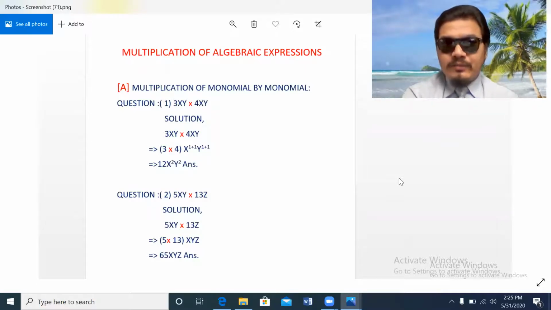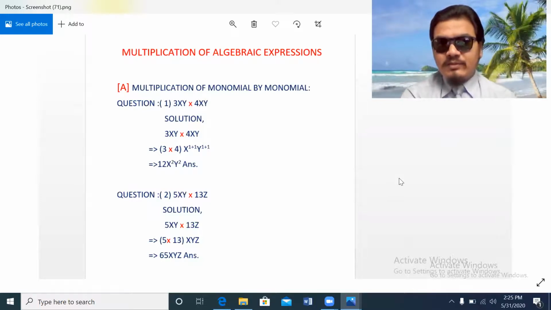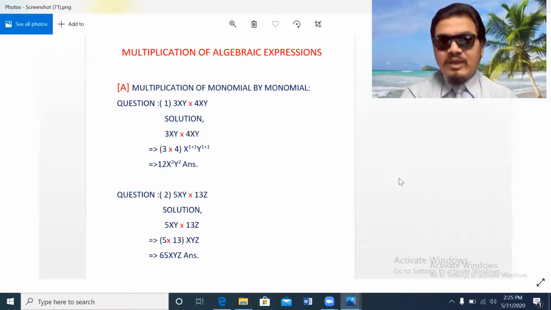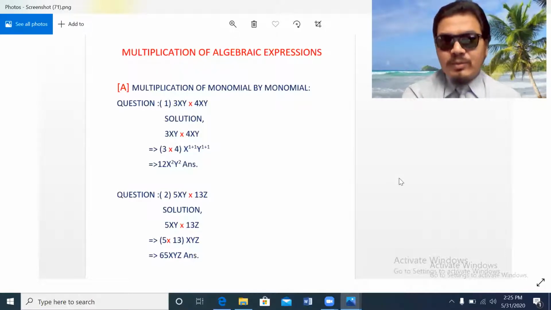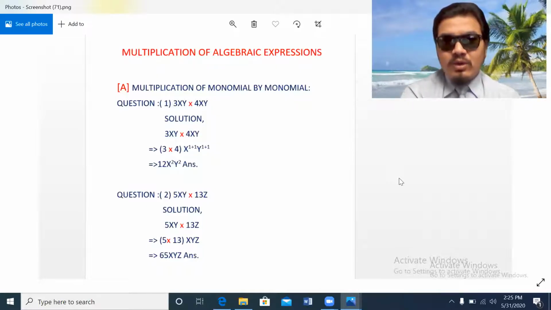And today, in algebraic expressions, of the topic algebra, I am going to teach you how to multiply them. Okay, let's start with the multiplication of monomial by monomial. What is the meaning of monomial, that I have taught you in the previous class? Even though, I will tell you here also about it.